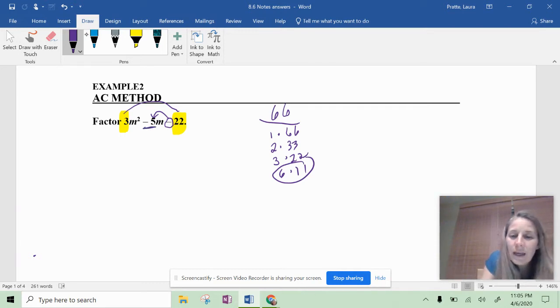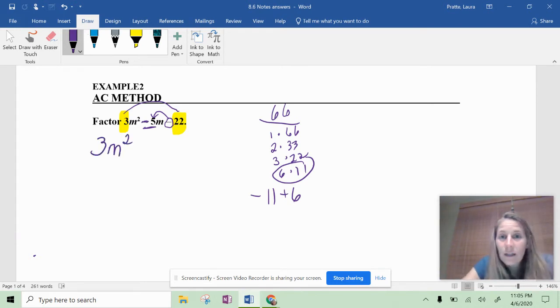So what signs would my 6 and 11 have to have? Well, remember, the bigger number always gets whatever sign's there. So negative 11 and positive 6. That's how I would get that negative 5 in the middle. So once you know what numbers you're going to use, you're going to rewrite the equation. So 3m squared does not change. But now, instead of negative 5m, I'm going to write negative 11m and positive 6m.